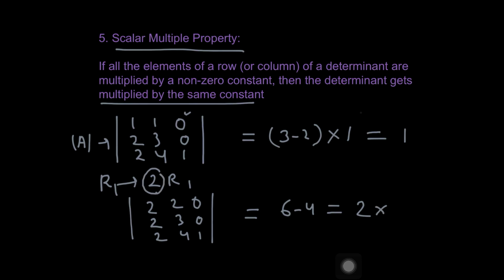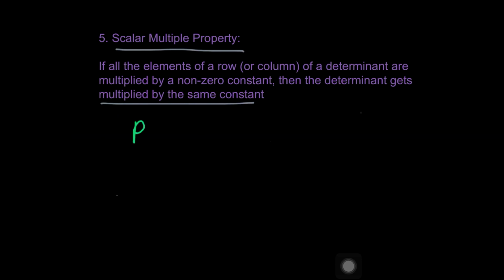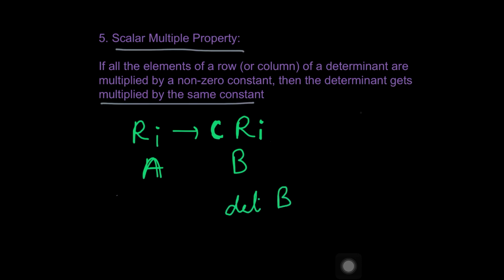So the new determinant also gets multiplied with the same number. You can also write this thing as: if you are replacing Ri with C Ri, meaning you are multiplying the row i with a constant C, then the determinant will change, like A and B. Then you can say that the determinant of B will be how much? C times the determinant of A. I hope this one is clear.